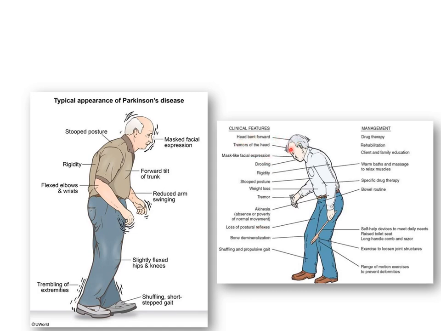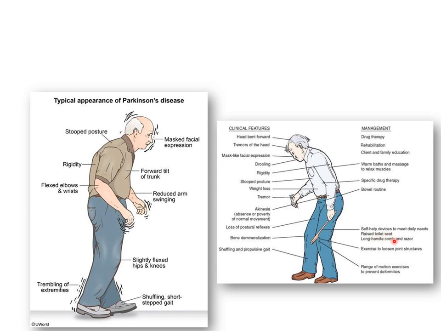So, head bent forward, tremors of head, then mask-like facial expression, excess salivation, meaning drooling, rigidity of arm and forearm, then stooped posture, then there is also weight loss, tremors are also present, then akinesia, meaning absence or poverty of normal movements, loss of postural reflexes, bone demineralization, shuffling and propulsive gait.